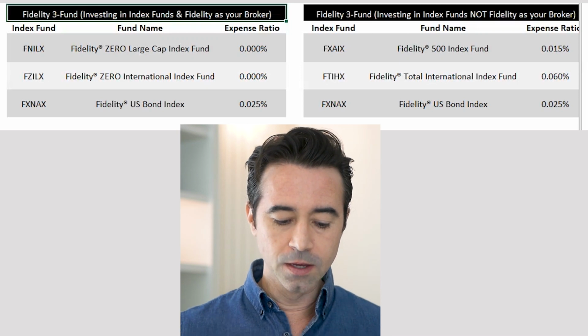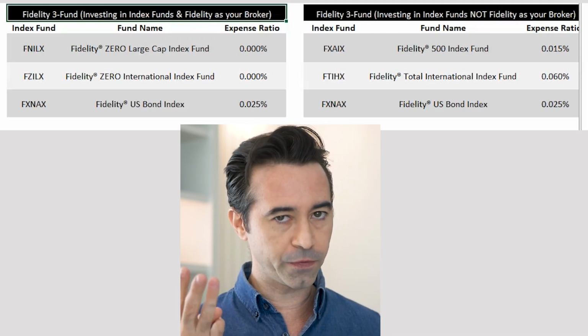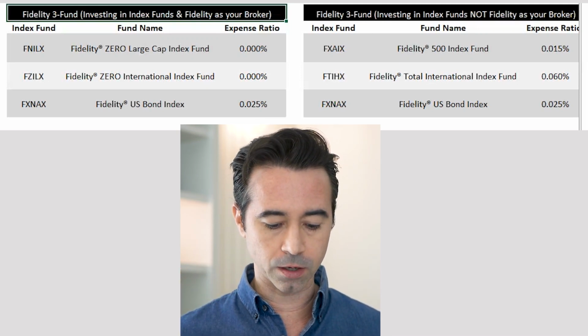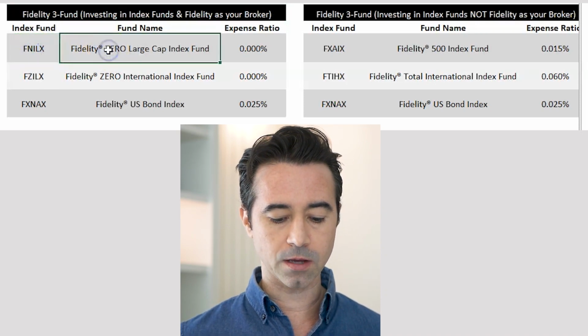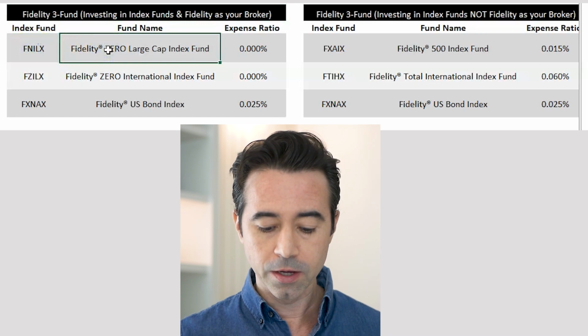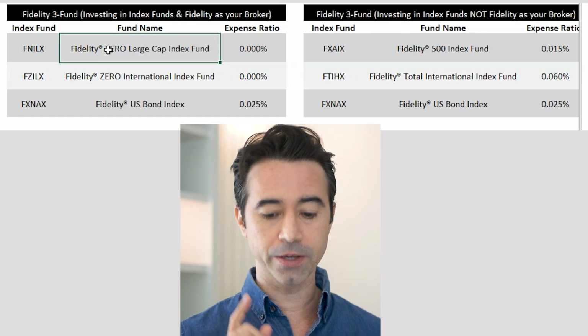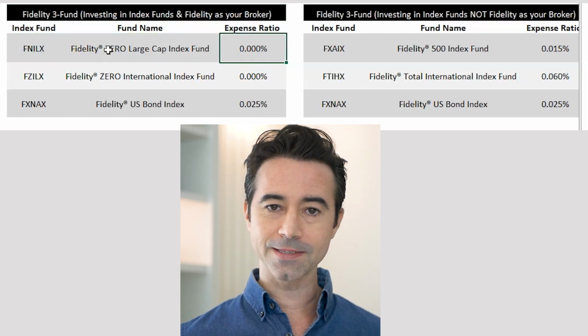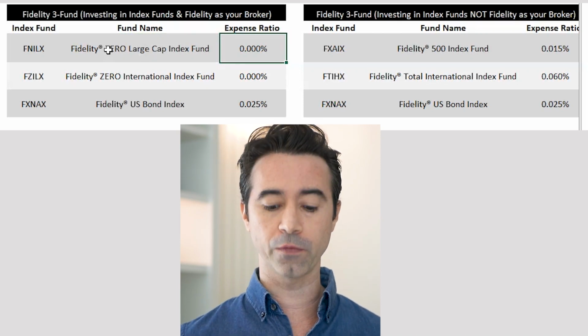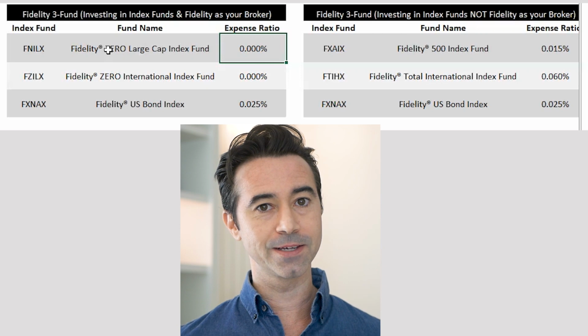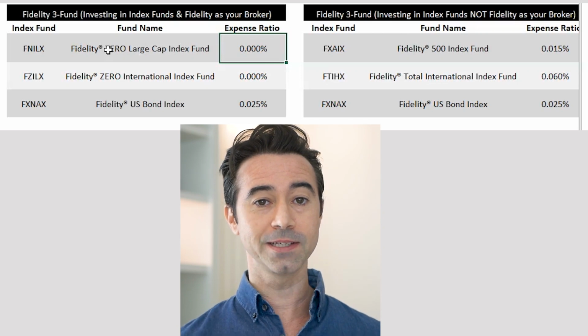So the index funds, the 3 funds that we're going to go over here are first FNILX. This is called the Fidelity Zero Large Cap Index Fund. And now here you're going to see why this is going to be the most cost efficient way to create a 3-fund portfolio. It's because it's got a 0 expense ratio, literally 0.